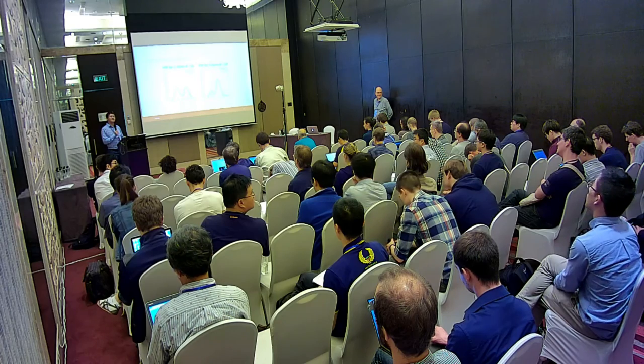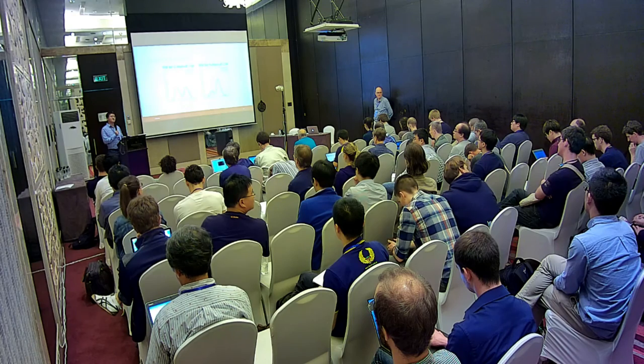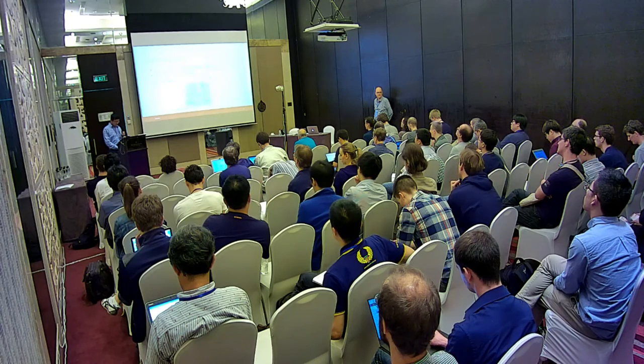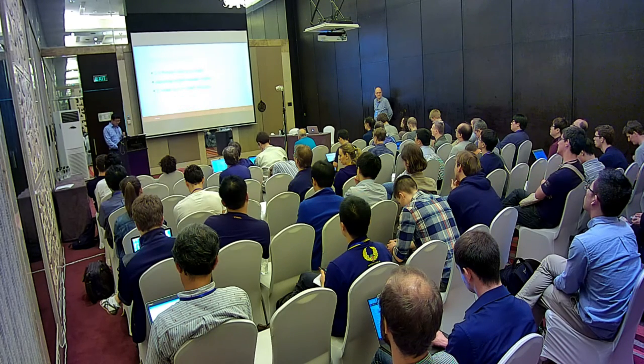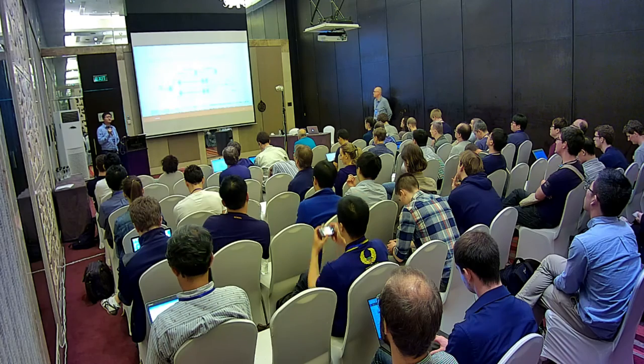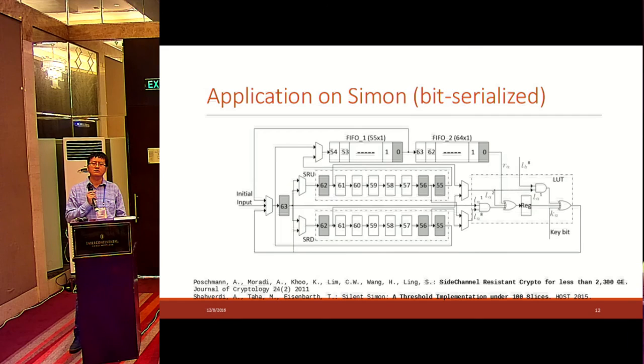One more point is the bit serialized architecture that you made for Simon. Can you go back to the slide with the bit serialized architecture with two shares, the 2TI design? In the case of 2TI, if you don't use fresh randomness, and you have the bit serialized architecture, you are overwriting the data on itself, I mean, you're shifting the data.